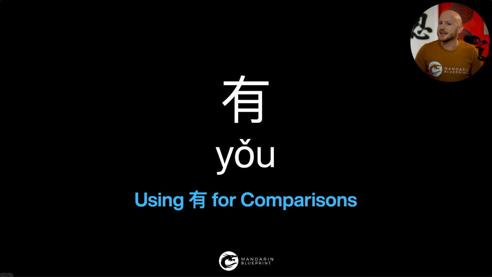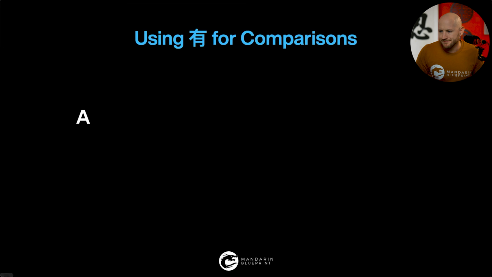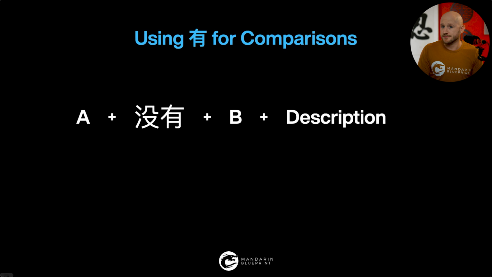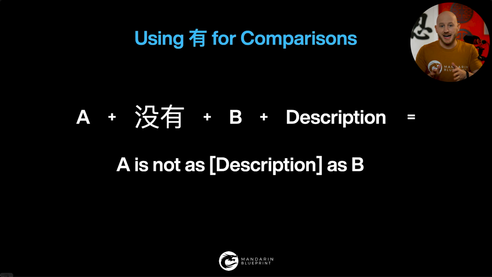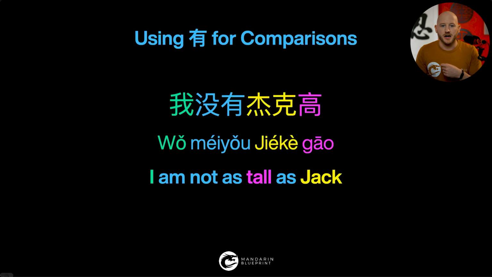And now let's get into how you can use 有 for comparisons, because there's a number of different ways that you can compare using 有, and it's surprisingly effective in most daily communication. So here's the basic one. A plus 没有 plus B plus description. Well, this would mean A is not as description as B. A is not as fast as B. A is not as ugly as B, right? And so this is how you might say that. Here's an example. 我没有解课高. A is 我, not as 没有.